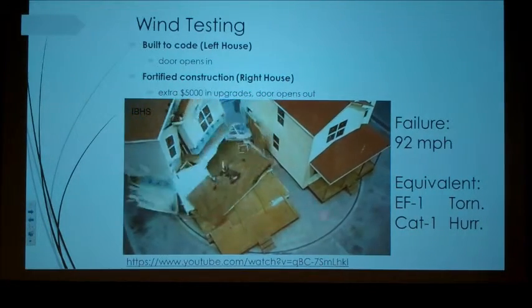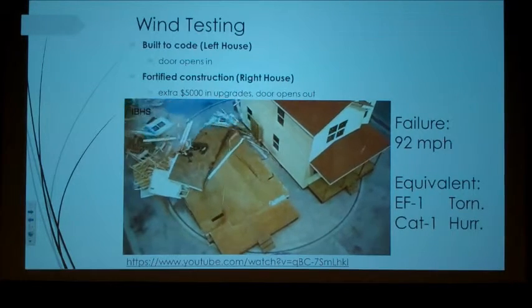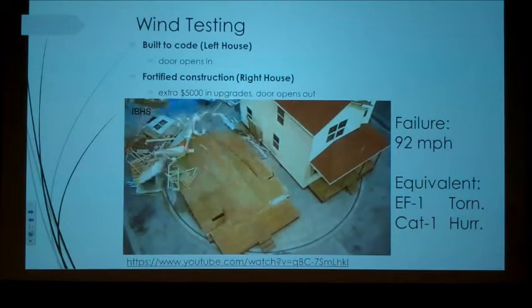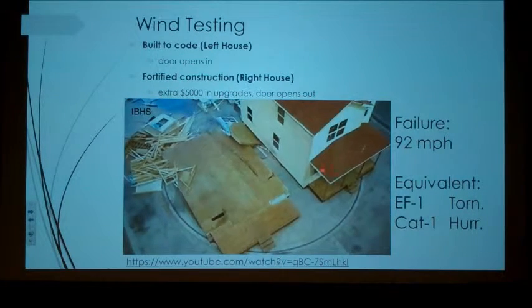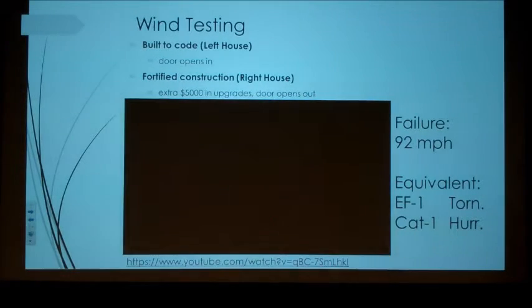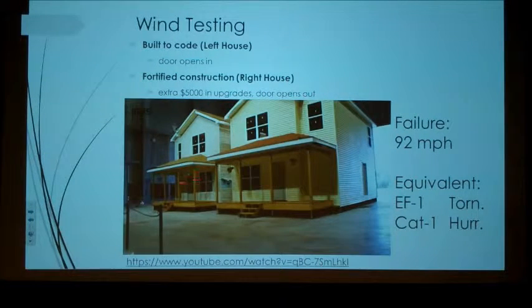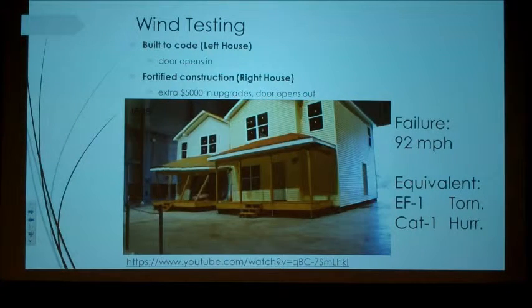So the biggest difference between these homes is the door over here opens inside the home, the door over here opens outside the home. So you're getting a breach in the exterior. You'll see this door fly open here, and then the house will begin to fail. You're getting a breach inside the home, and the wind is entering and creating a large pressure differential, which then makes the home explode, practically.